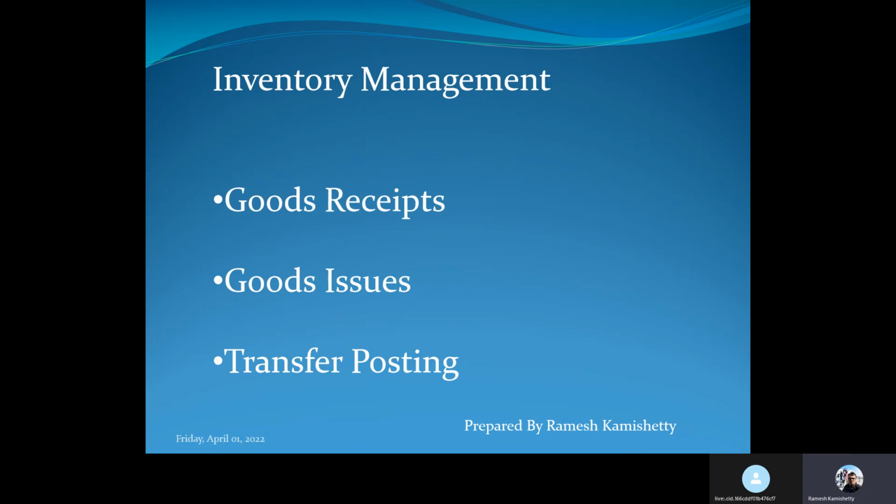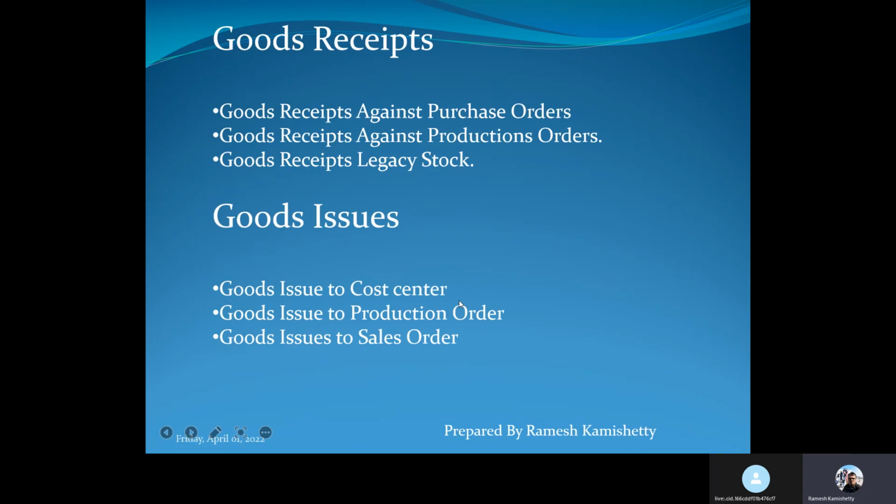Suppose you have two locations in one plant, so we can transfer the stock from one storage location to the other storage location, like that. We have transfer posting, all this is there. So we can perform goods receipt against purchase orders, and a purchase order is an external document and a legal document.